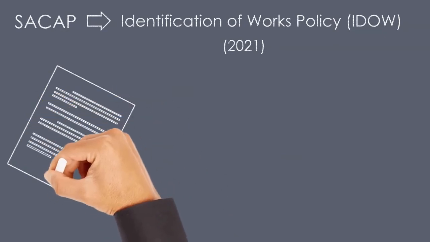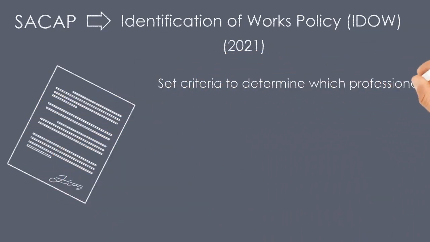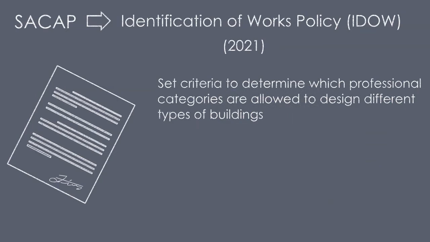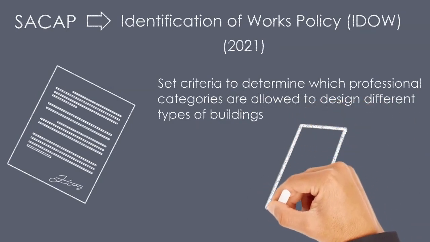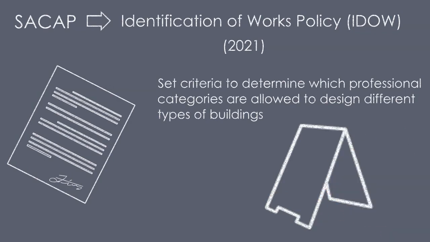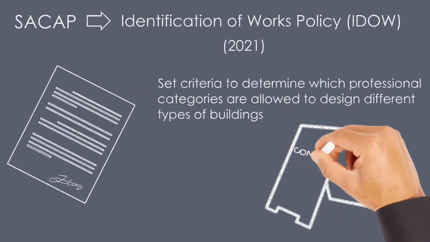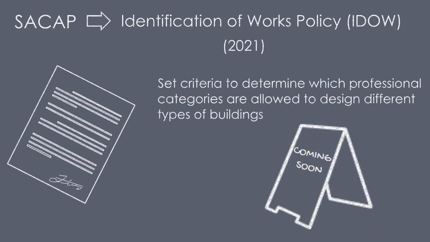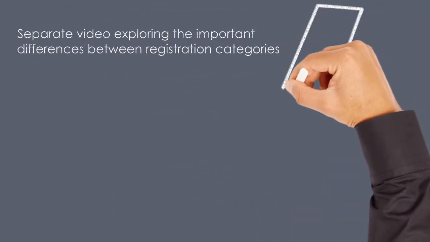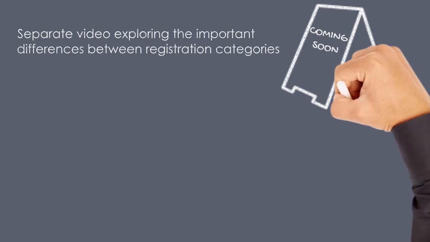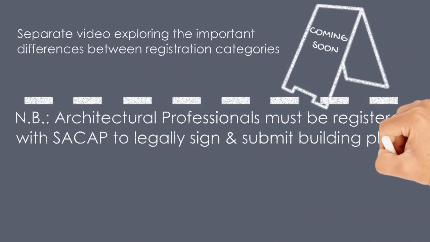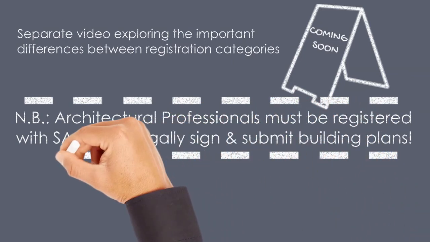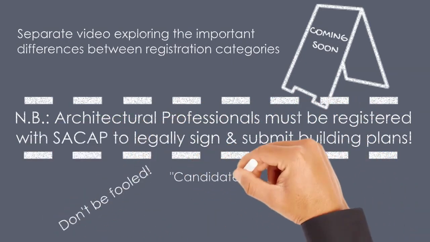This new document will set out the criteria to determine which professional categories are allowed to design different types and sizes of buildings. Once the new document is published in the Government Gazette, we will do a follow-up video to discuss the implications of the new policy. We will also do a separate video exploring the important differences between registration categories. But for now, just remember, architectural professionals must be registered with SACAP to legally sign and submit building plans.